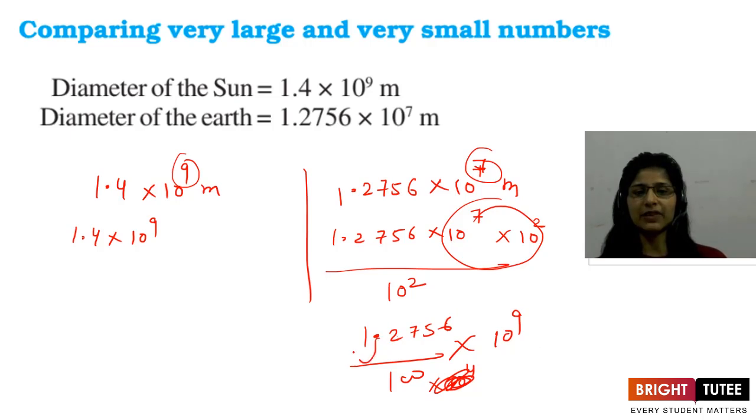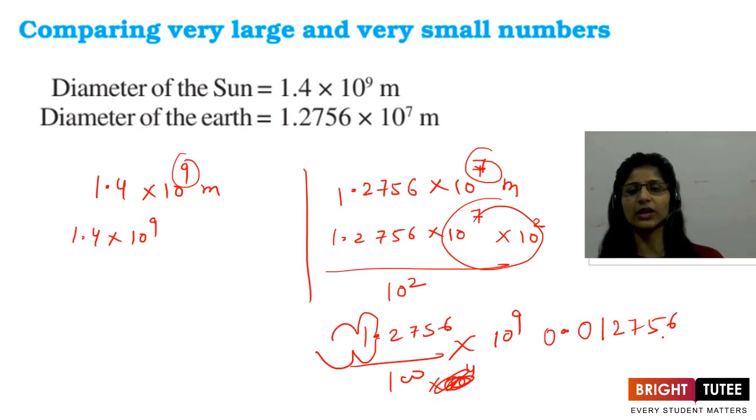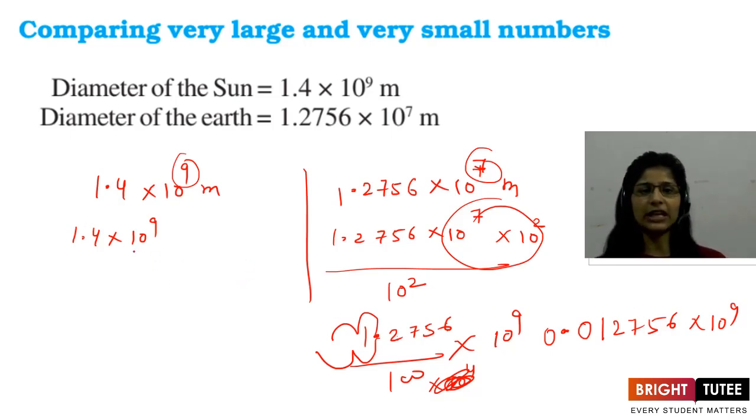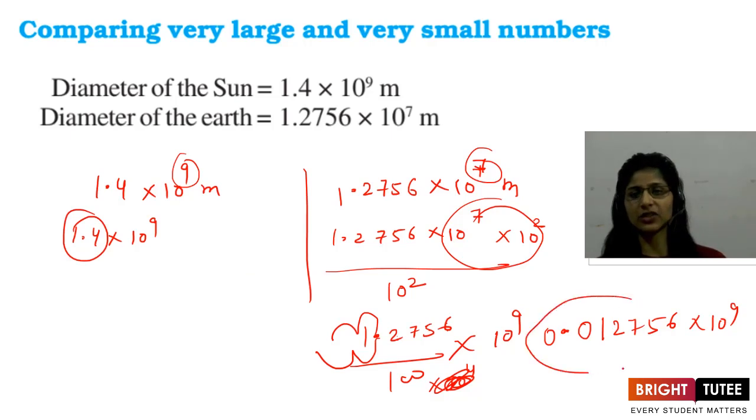That means the decimal will be 2 more places. So we can write it as 0, 1, 2, 7, 5, 6. Where will be the decimal? Shift it by 2 places. So after 1 and after 0, it will be like this, 0.012756 into 10 to the power 9. So now when powers are same, 10 to the power 9 in both cases, if you compare these parts, which one is greater?